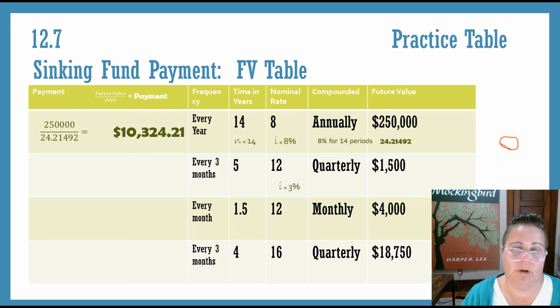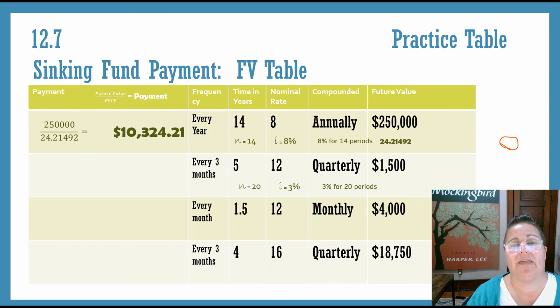The second row gives us a future value of just $1,500. We're going to compound quarterly at 12% for 5 years. So we've got 5 years to save up $1,500. The payments are only going to be every 3 months. So our interest rate will be the 12% divided by 4, because it's quarterly. So our I will be 3%. N will be 4 times a year for 5 years, or 20.